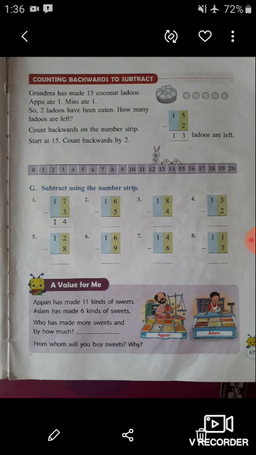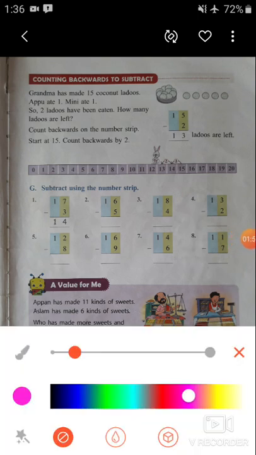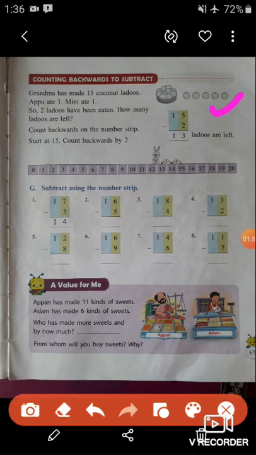So, look at your book. Grandma has 15 coconut laddus. Appu ate one. Mini ate one. So, 2 laddus have been eaten. How many laddus are left? Here, look, a picture of coconut laddu is given.